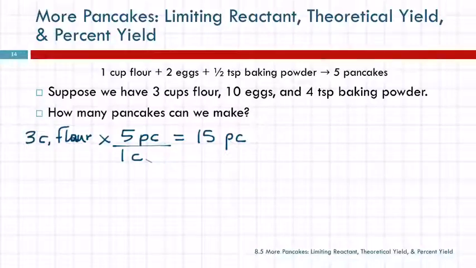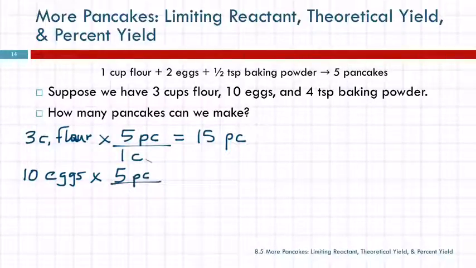The 10 eggs. How many pancakes can we make from 10 eggs? 5 pancakes for every 2 eggs. So that's 25, right?